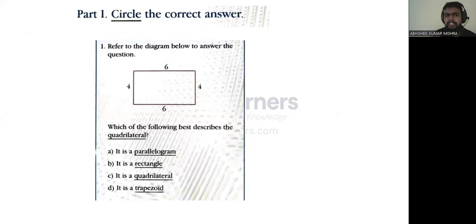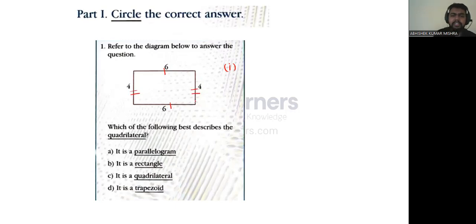When a quadrilateral satisfies any of three cases, it is said to be a parallelogram. I am talking in the general sense. The first condition is if both pairs of opposite sides are congruent. I'm saying both pairs, remember my words. If both pairs of opposite sides are congruent, that quadrilateral is a parallelogram. That means if this one is congruent to this and this one is congruent to this one, that is a parallelogram.